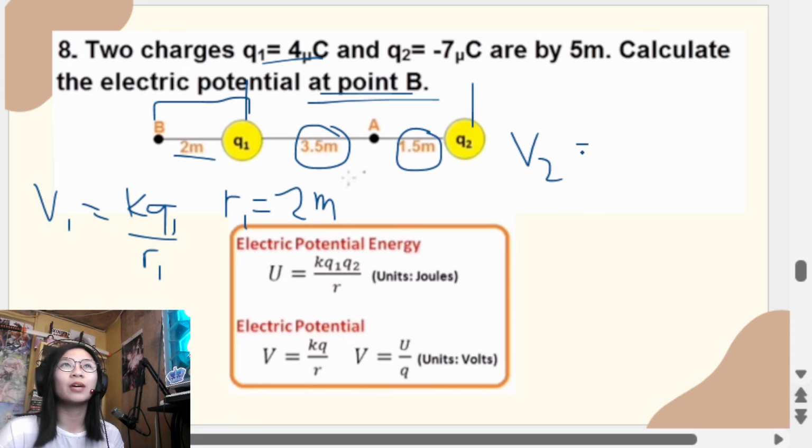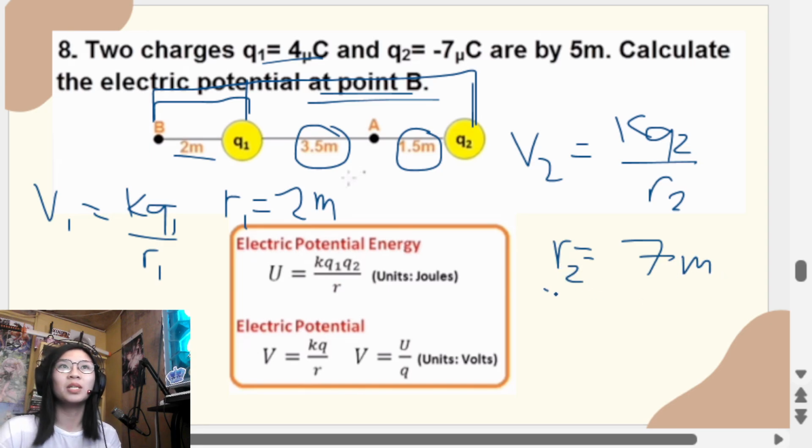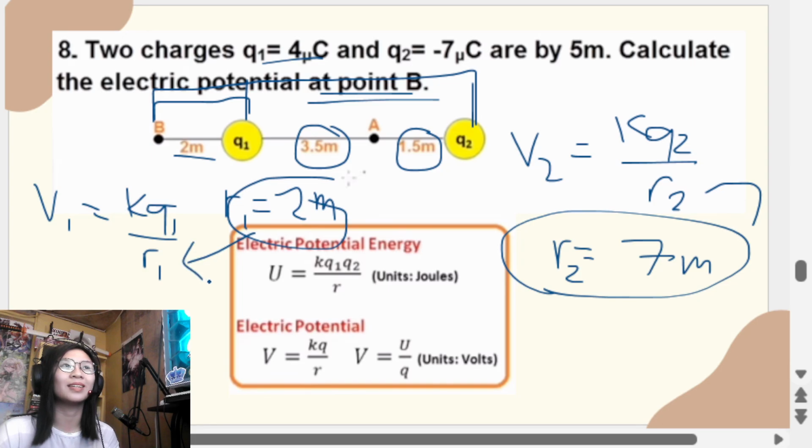Now, how about Q2? We still find V2, kQ2 over R2, but R2 has now changed. It is no longer 1.5 like before, because Q2 is now farther away from B. So that will be 1.5 plus 3.5 plus 2 meters. So Q2 is actually 7 meters away from B. We use this 2 meters here.